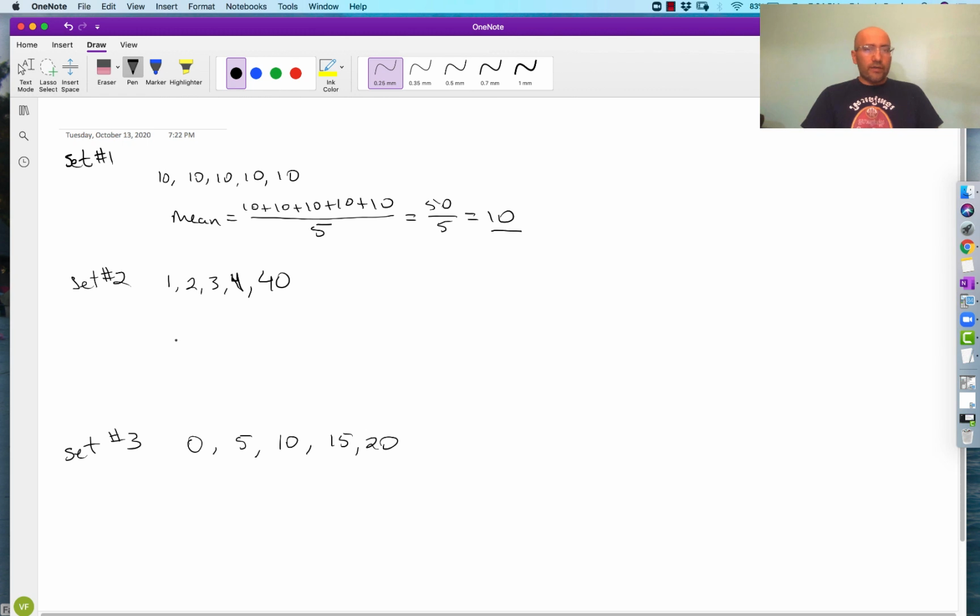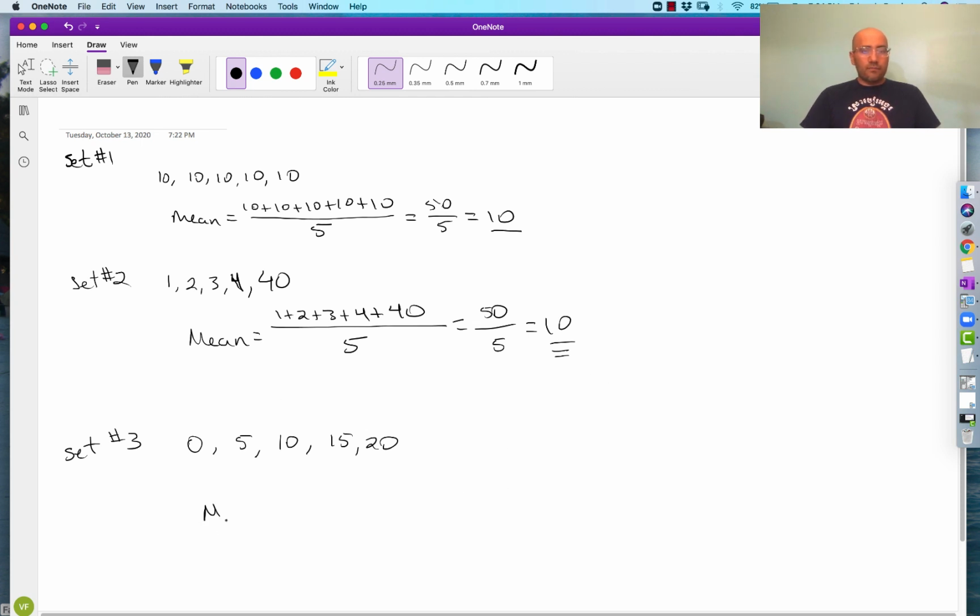Set number 2. Okay, so the mean for this one, same formula. We're going to add them together. 1 plus 2 plus 3 plus 4 plus 40. And divide by 5 because there's 5 entries. Okay, so that gives me 3, 6, 10, 50. So this is going to be 50 divided by 5, which still gives me 10. The same mean, 10.